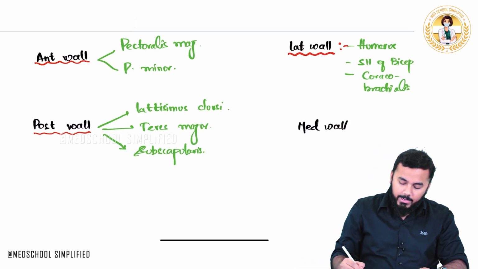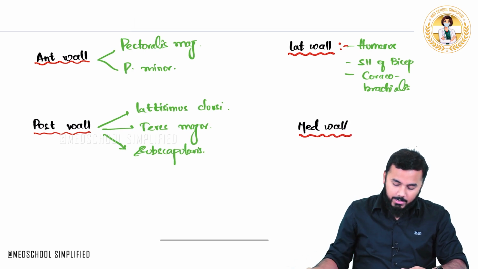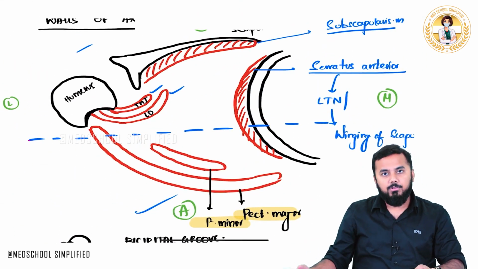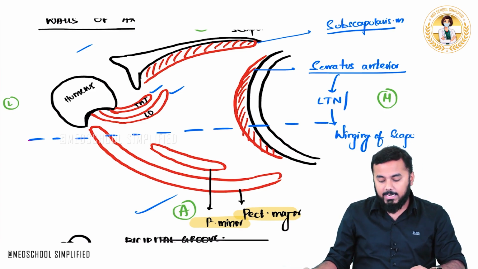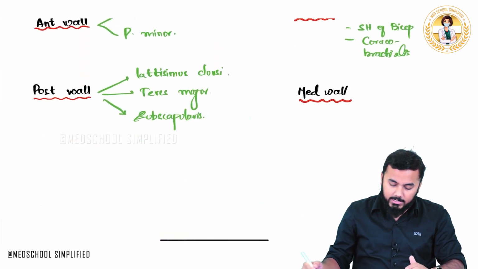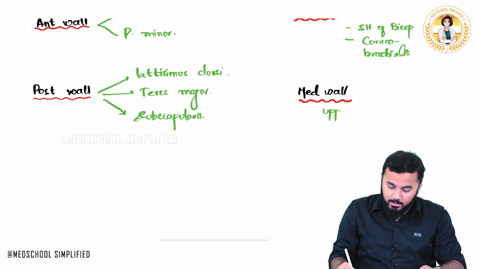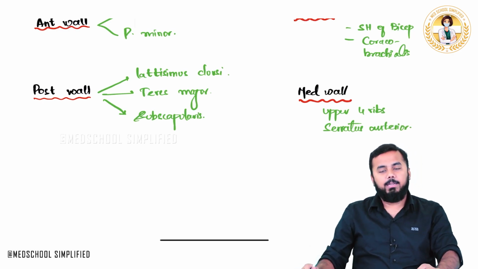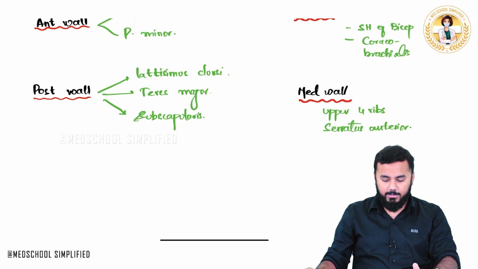When it comes to the medial wall, medially what do I have, guys? I have got ribs, and I have also got serratus anterior, only these two things, right? So let us write it down. I have got the upper four ribs as well as serratus anterior.